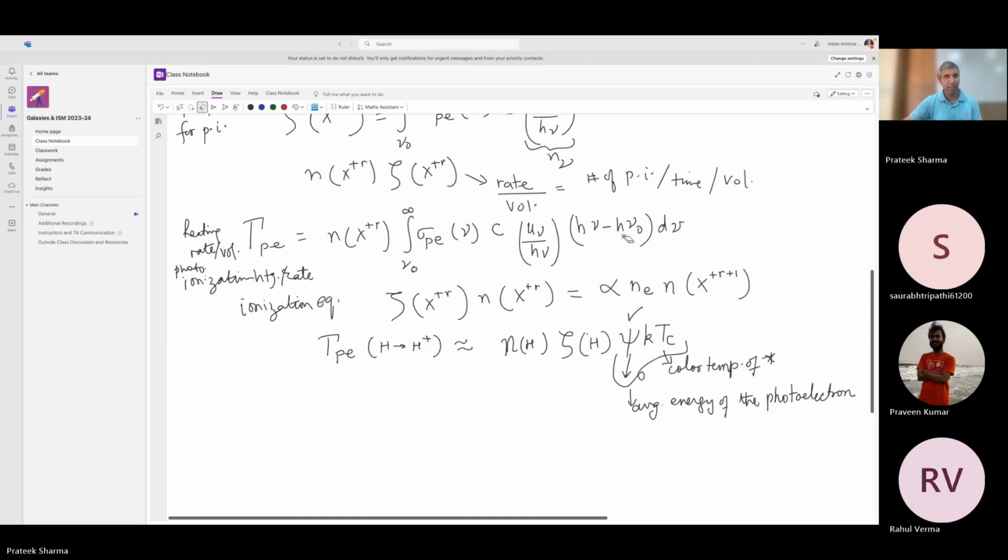Exactly. And that is also the reason that this psi is less than 1, because not all the energy of the photon is in the photoelectron. Some of it is lost in ionization. So all the atomic physics basically goes in psi.